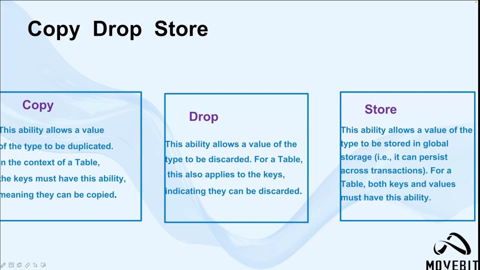Store allows a value of the type to be stored in the Sui storage. For the table, both keys and values must have this ability. So in summary, the key type in a table must have the copy, drop, and store abilities. And the value type must have the store ability. This means keys can be copied and discarded, and both keys and values can be stored in the Sui storage. This constraint ensures that the table can function correctly as a key value storage system.